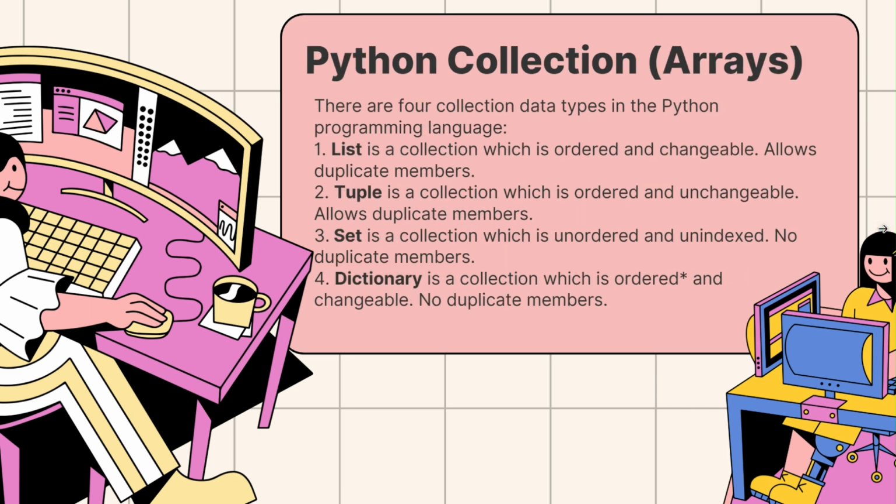Python collection, arrays. There are 4 collection data types in the Python programming language. 1. List is a collection which is ordered and changeable, allows duplicate members. 2. Tuple is a collection which is ordered and unchangeable, allows duplicate members. 3. Set is a collection which is unordered and unindexed, no duplicate members. 4. Dictionary is a collection which is ordered and changeable, no duplicate members.